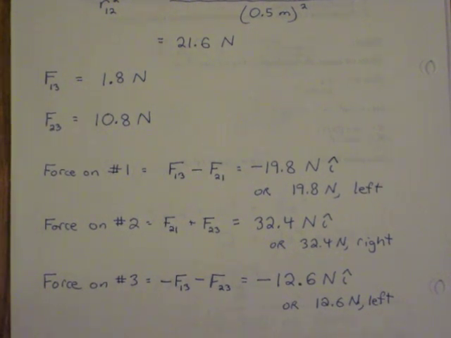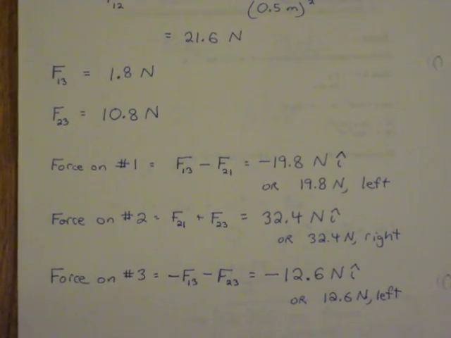Now, you go back to the diagrams and recognize that the force on charge 1 is going to be, if a force was pulling to the right, we'll call it positive, to the left, we'll call it negative. So the force on charge 1 was the force between 1 and 3 minus the force between 2 and 1, and that's going to be 1.8 newtons minus 21.6 newtons for a total of 19.8 newtons to the left. Or in vector notation, I have negative 19.8 newtons I hat.